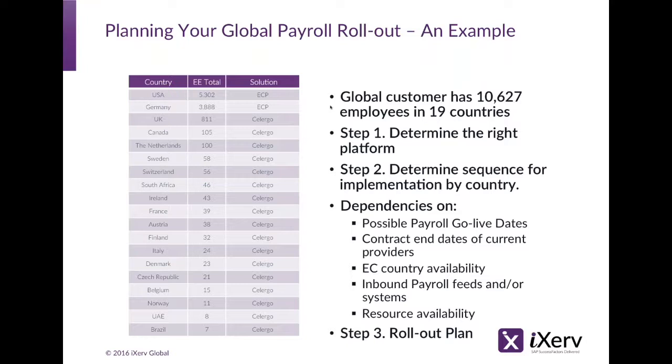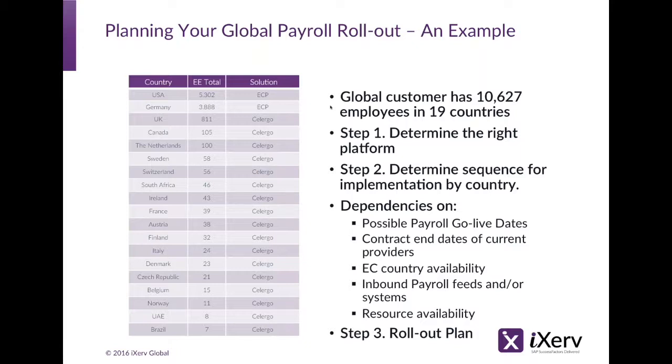So first of all, step one, as I say here, determine the right platform. We see ECP will be great for the first 2 countries, but then you see anything below 1,000. What am I going to do with that? Probably give it to Celergo. It's the right process. I have to basically only pick one provider for all these countries.